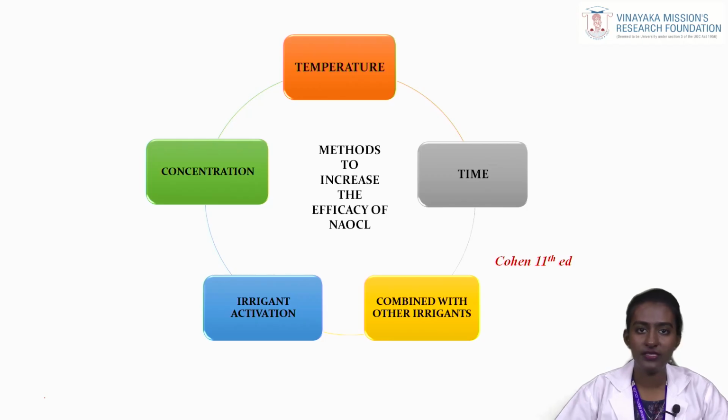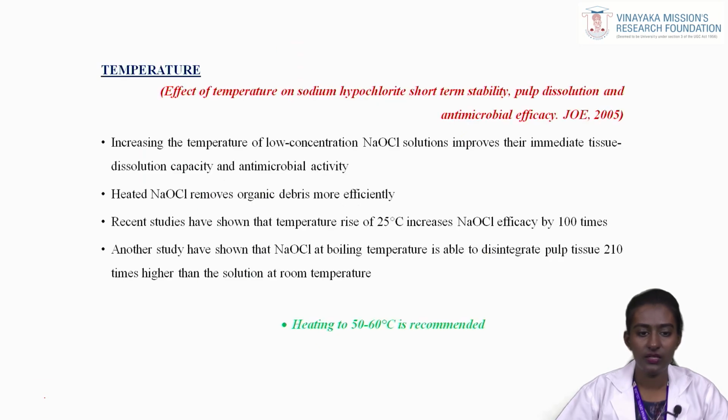The methods to increase the efficacy of sodium hypochlorite are temperature, time, concentration, irrigation activation, and you can combine it with other irrigants. Increasing the temperature will improve its immediate tissue dissolution capacity and antimicrobial activity. An increase of 25 degrees Celsius will increase the sodium hypochlorite efficacy by up to 100 times.